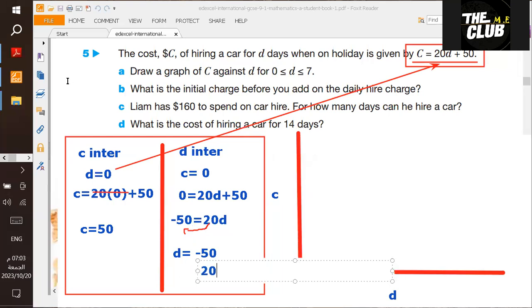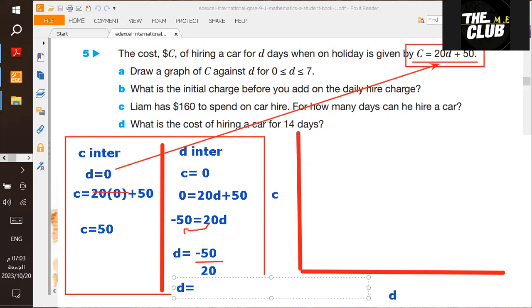And because it's a fraction, I'm going to write it like this. When I do it with the calculator, 50 divided by 20 is going to be 2.5, and in the negative part. It means that we start from 2.5 in the negative part.